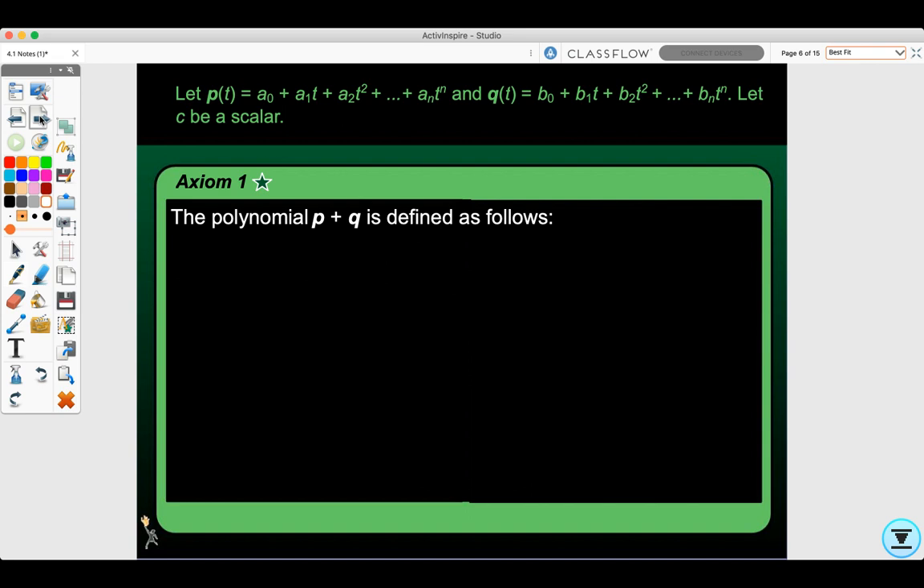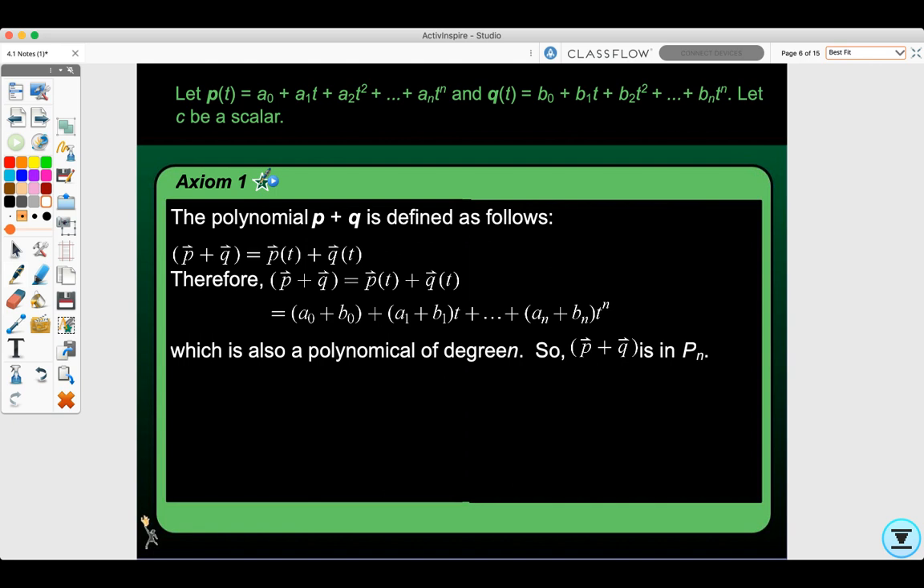Axiom 1. The polynomial p plus q is defined as follows. To verify this, (p plus q) of t equals p of t plus q of t, which equals (a0 plus b0) plus (a1 plus b1) times t, all the way to (an plus bn) times t to the n, which is also a polynomial of degree at most n. So p plus q is in Pn.